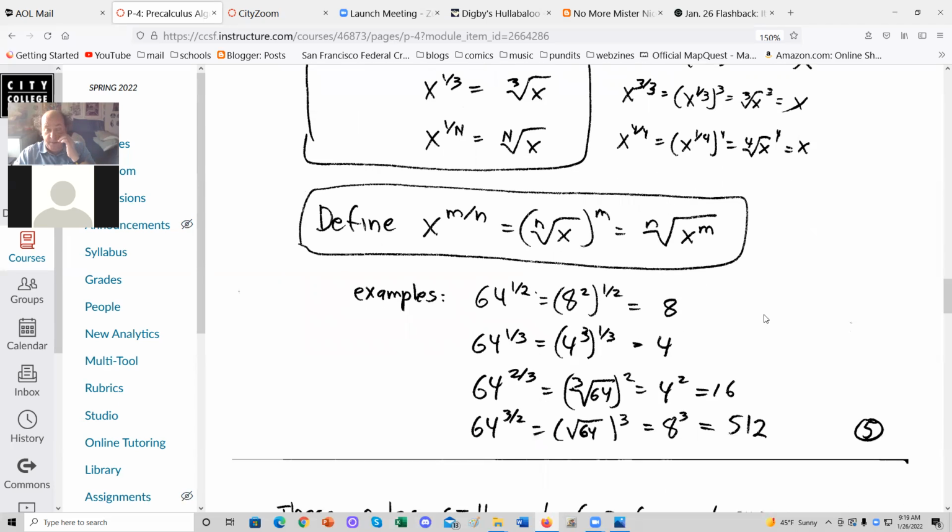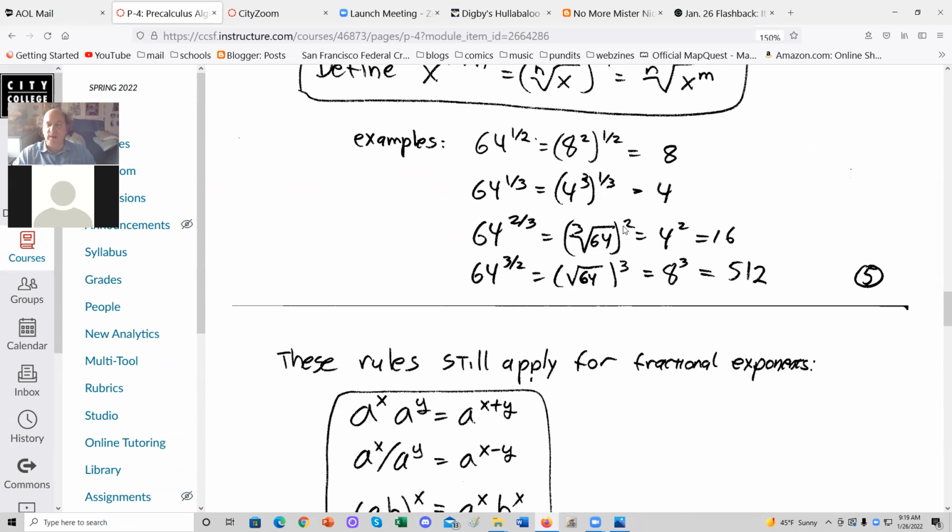So for example, 64 to the 1/2. Well, a 1/2 power is a square root. 64 is 8 squared. 2 times a half is 1, and 8 to the 1 is 8. 64 to the 1/3. Well, 64 is 4 cubed, and a cube root of a cube cancels, and you get back 4.